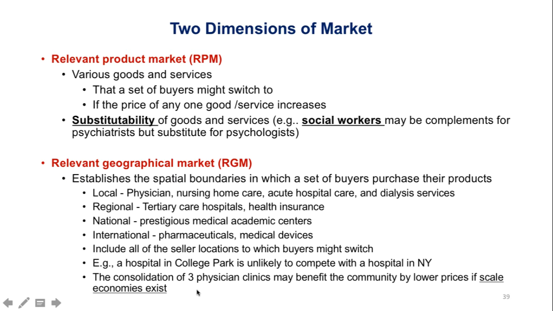Another factor is consolidation. If you see a consolidation of three clinics, that may actually be a good thing, because it may benefit the community through lower prices if economies of scale exist. These two dimensions of a market are very important when you are studying market power.